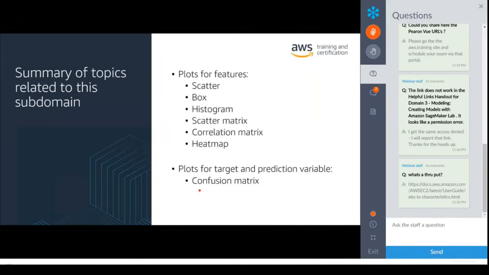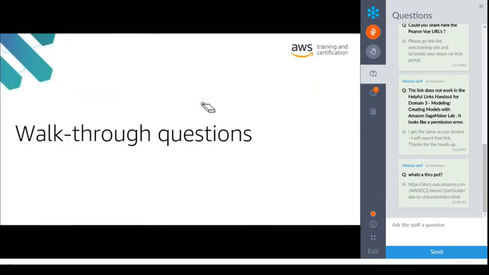Be familiar with what kind of information they convey, so that if you're asked which one of these would show you an outlier, you would know that possibly a scatter plot would come to mind. A scatter matrix maybe, although if it's really just an outlier in a single variable or a single attribute, you don't really need to do a full matrix. So yeah, just know that. Then what about confusion matrix? So we'll talk about that later as well.